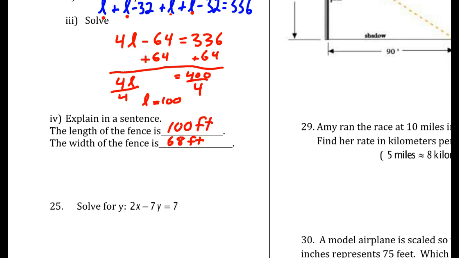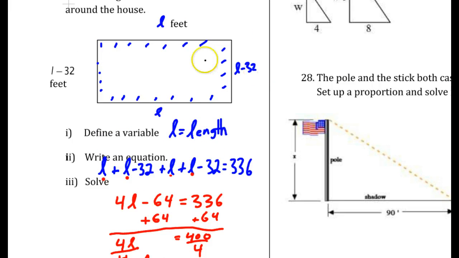And we can check that out. Let's just confirm that that's our answer like we did before. So if this is 100, this is 100, this is 68, this is 68, okay? And yeah, if you do the math, that will add up to 336 total. So always make sure your answers do make sense.